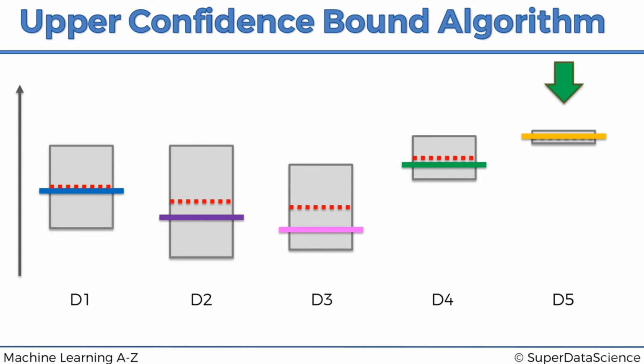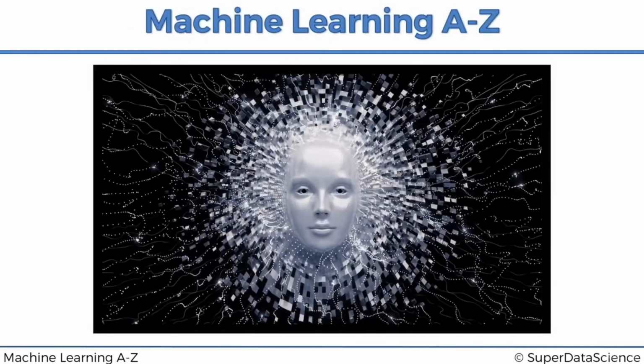So if you're in advertising, or if you've got campaigns, or if you come across problems that are similar to this, always remember the upper confidence bound algorithm, and you can apply this in your work as well. Very powerful algorithm.